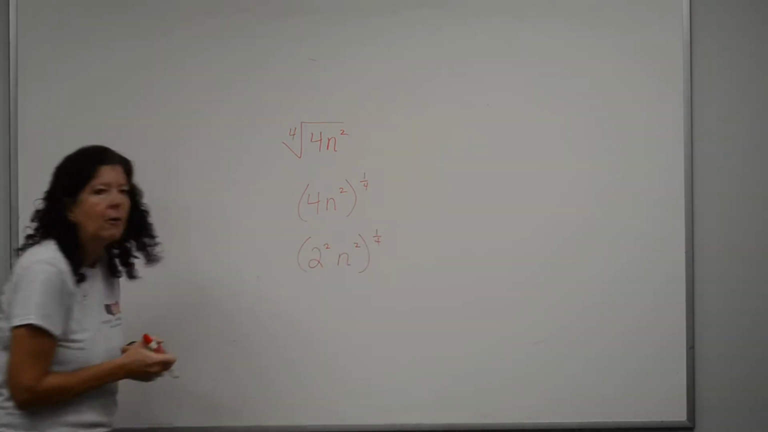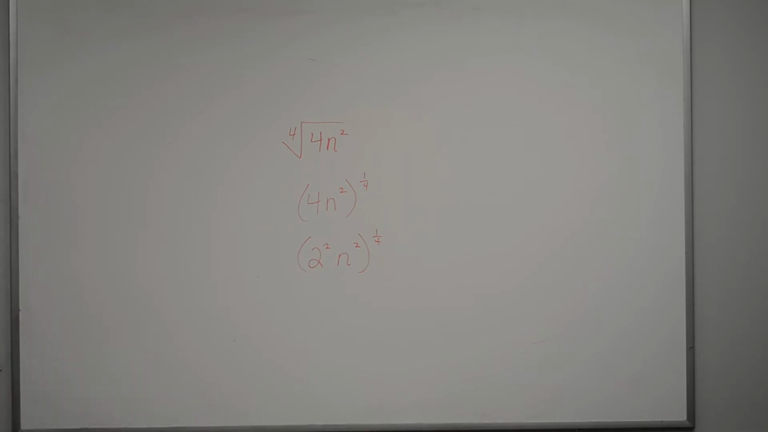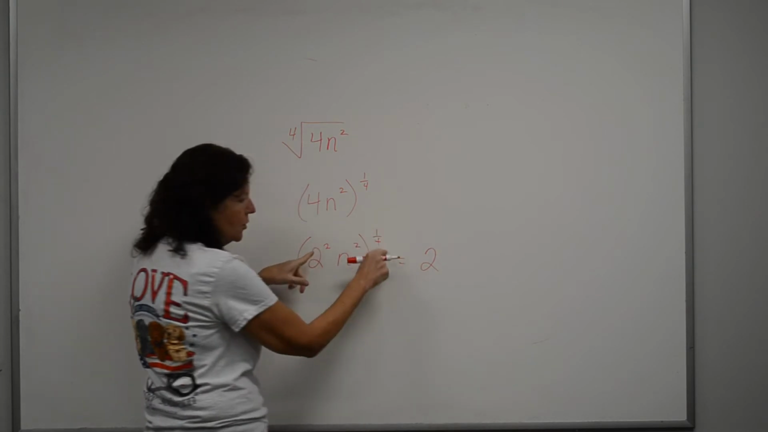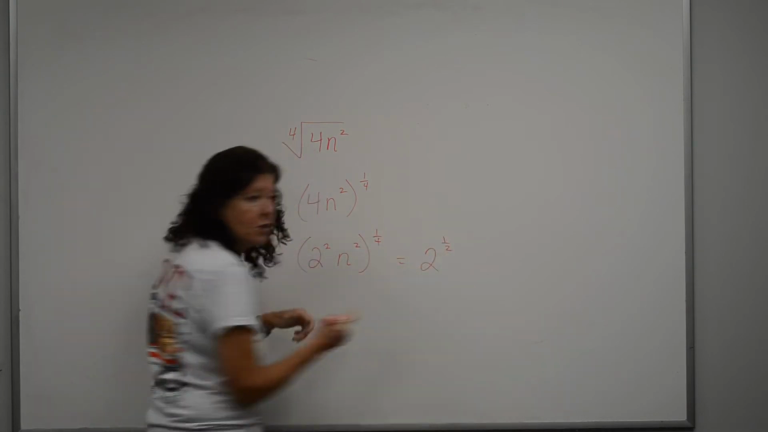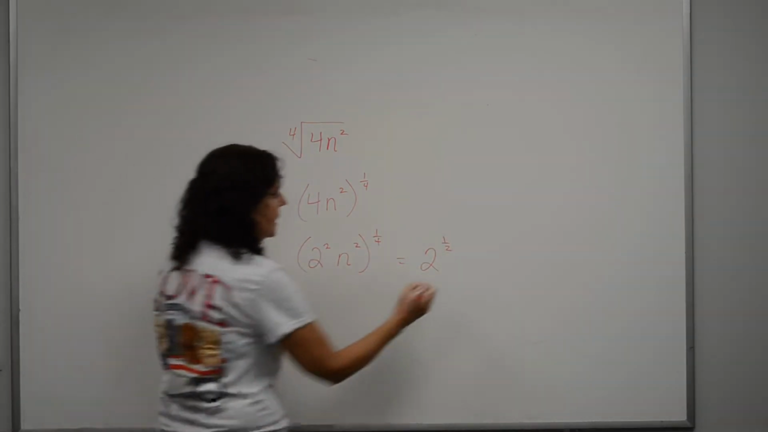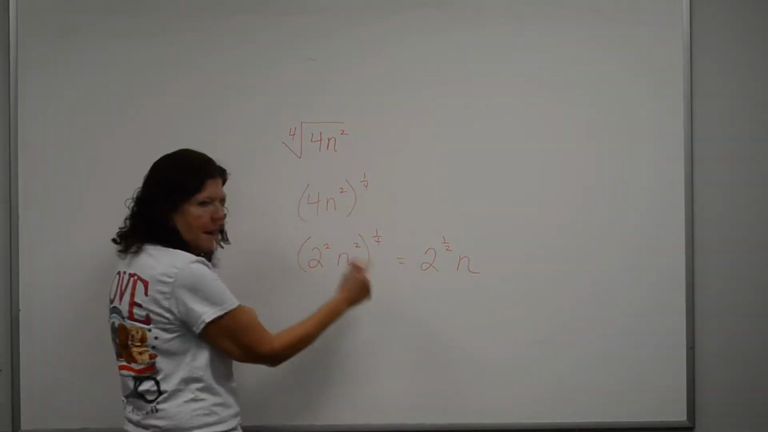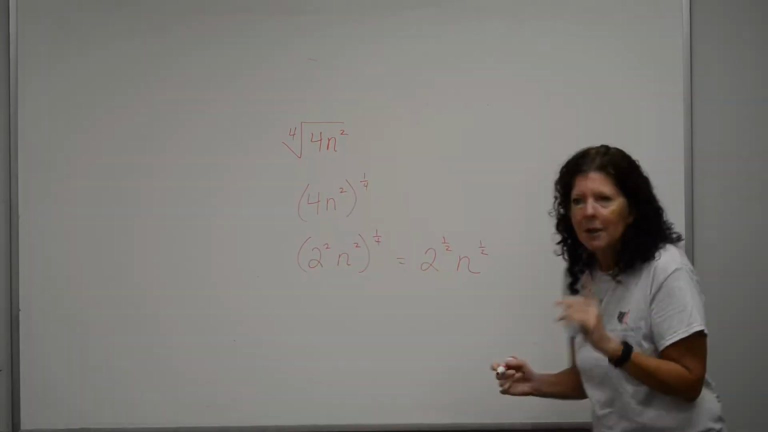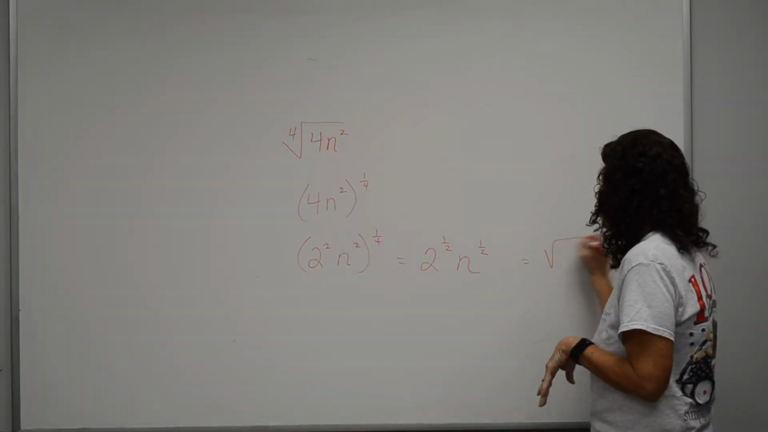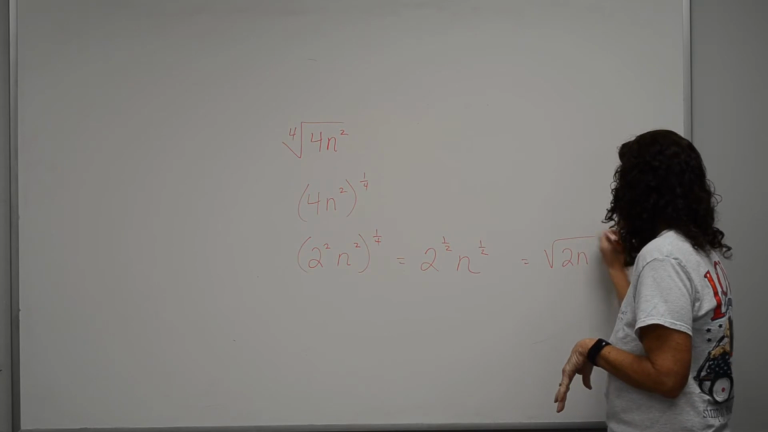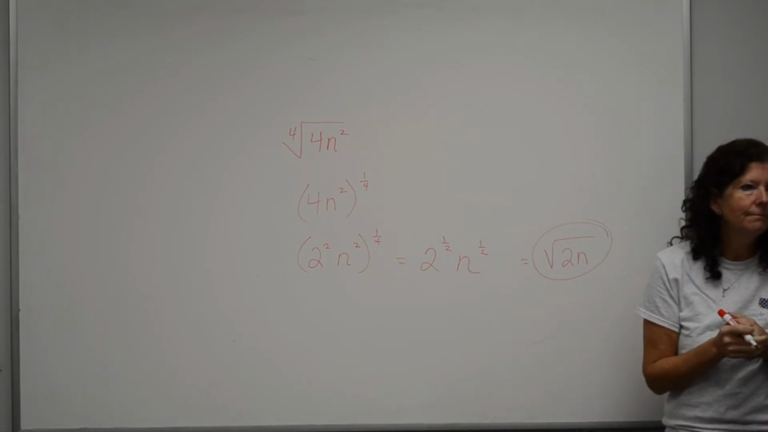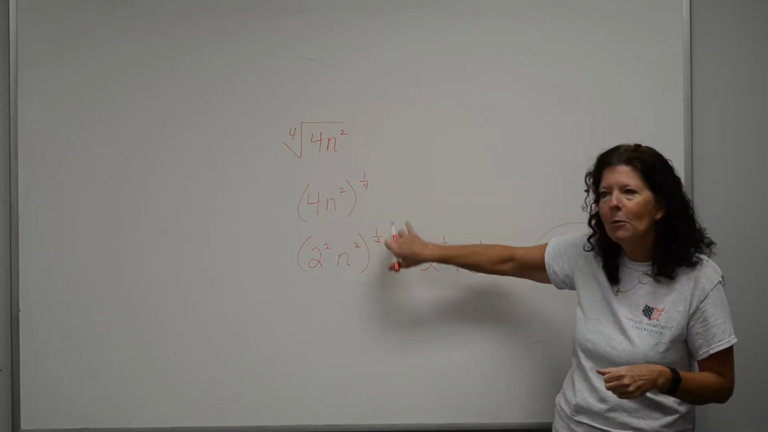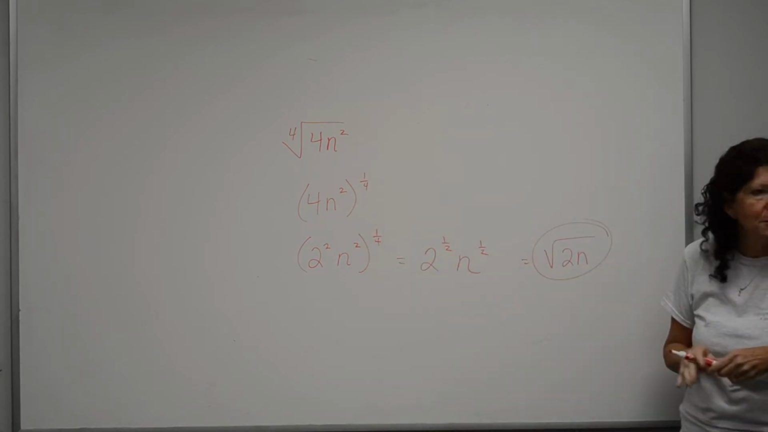What do you do to a power raised to a power? Multiply it, right? So this becomes 2 to the 2/4 power, or 2 to the 1/2 power, and this becomes n to the 2/4 power, or n to the 1/2 power. You know how I simplify that? I get the square root of 2n. Can't get there from there. But if you go through with the exponents, you can reduce it.